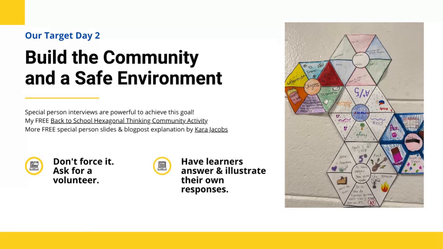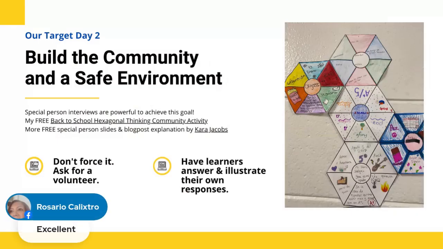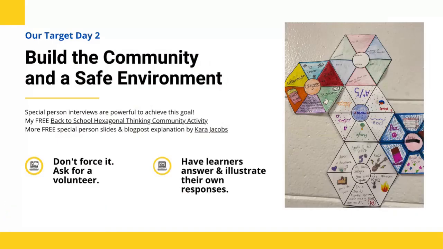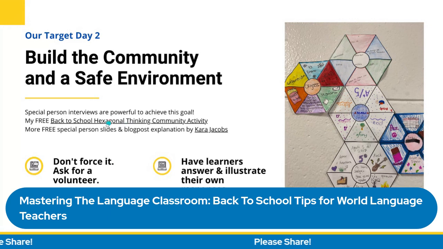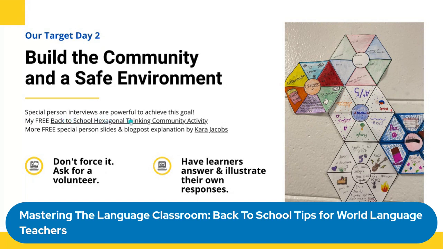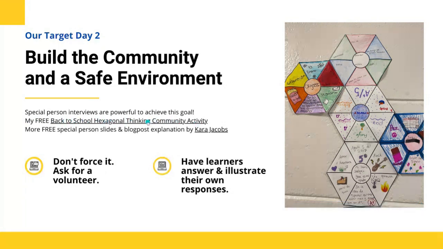So we are moving on from day one, which is more about the teacher, to day two, which is more focused on the student. So I was vulnerable and I shared about me on day one. Now I'm going to ask them to share about themselves. And what I do, I have this hexagon that you're going to see right here. And when we share the presentation, you are going to see, click in here where it says my free back to school hexagonal thinking community activity. You're going to be able to click in there and get this activity with all the instructions completely free delivered to your inbox. And basically, I have my learners answer 6 questions, right?